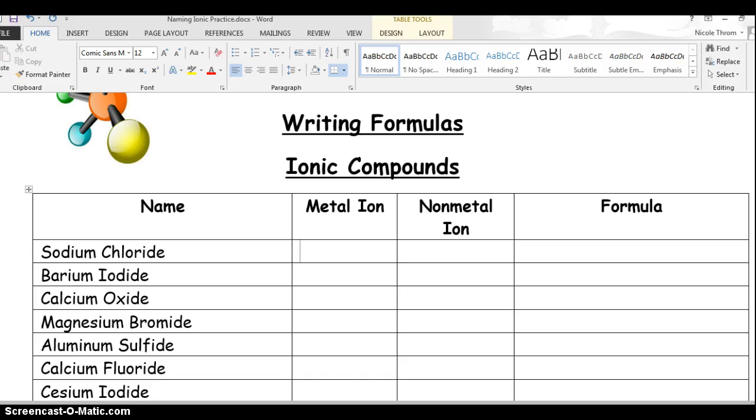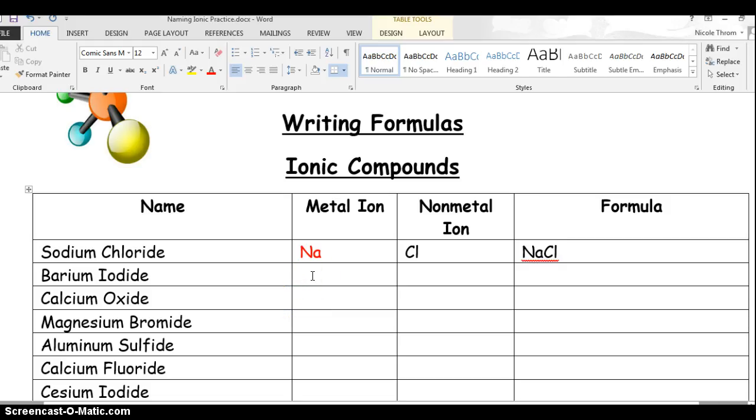Alright, let's take a look at our homework assignment. For the top portion, it wants us to look at the name and break it apart into the metal ion and the non-metal ion and what the formula for the compound would be. So sodium chloride, the metal is sodium with a charge of +1, and our non-metal is chlorine with a charge of -1. So if we crisscross the charges, our formula would just be NaCl, sodium chloride.